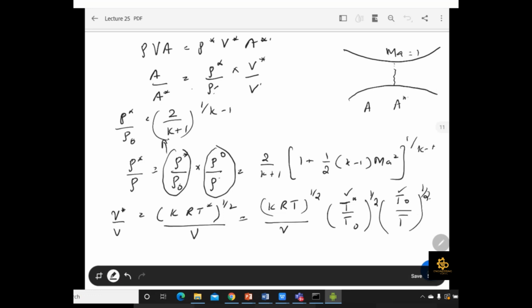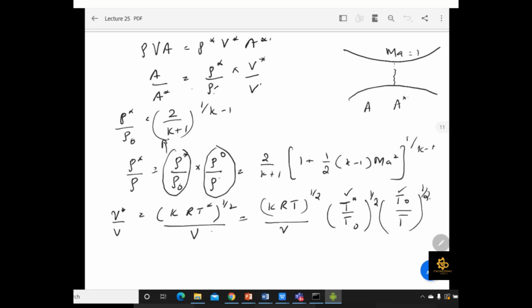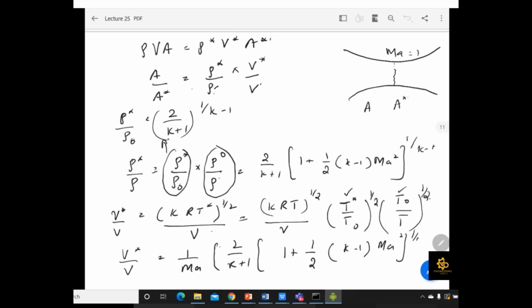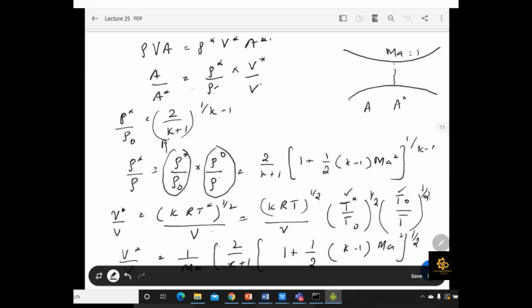So you put these values into this equation, and we get V star divided by V as 1 over Mach times (2 divided by k plus 1). You have to do this solution by yourself. I'm just going to write the final equation: (k minus 1) Mach square, whole to the power 1 by 2. So this is the equation for V star by V.